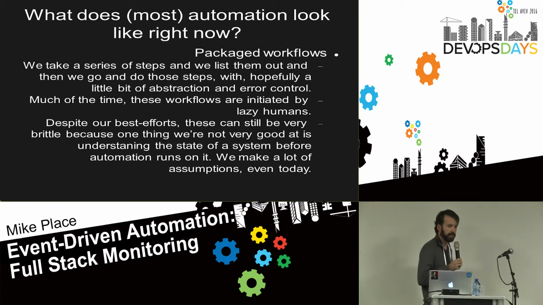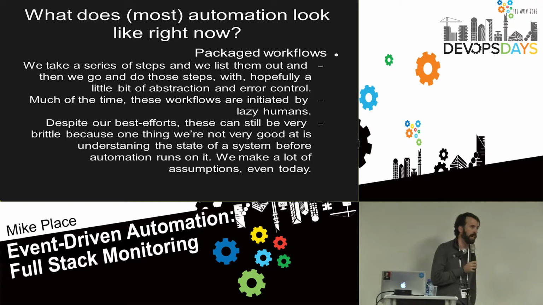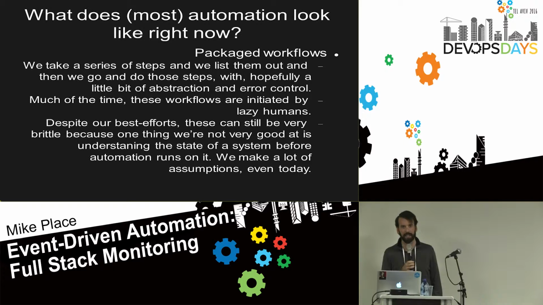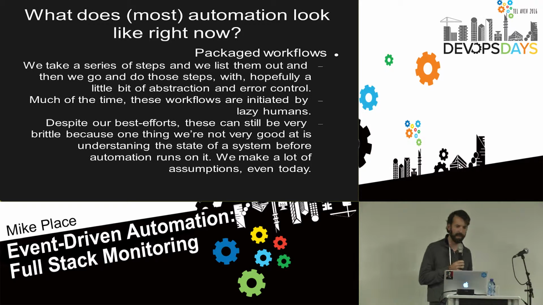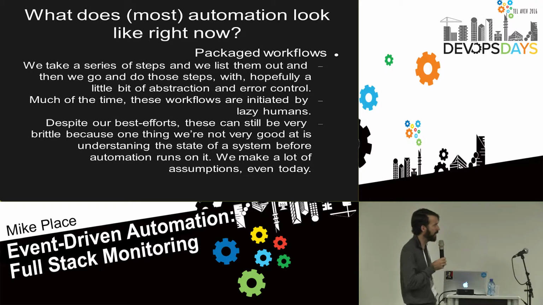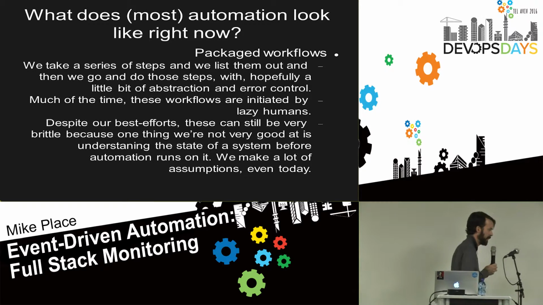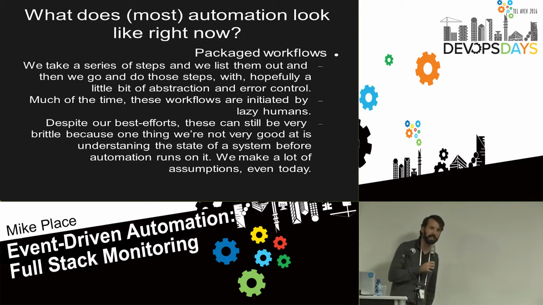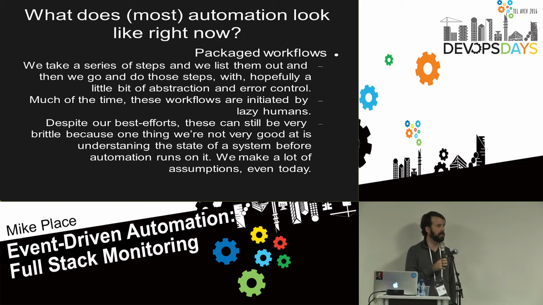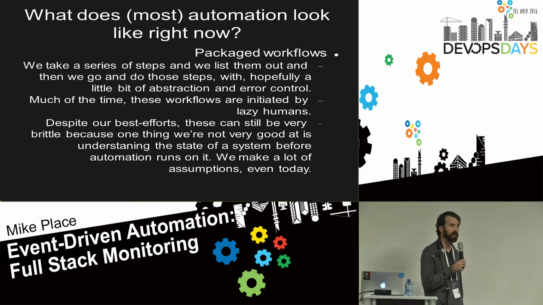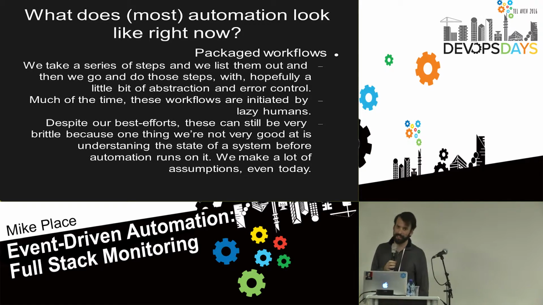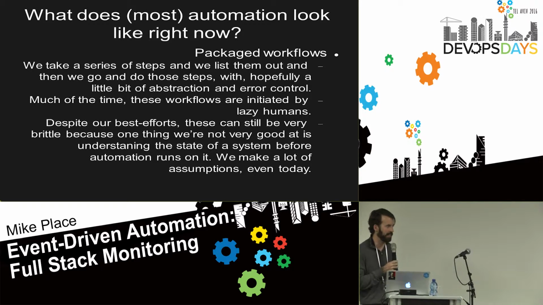So the first question is, what does most automation look like right now? I spend all my day building SaltStack, and I think about this question from time to time. Most automation right now is effectively packaged workflows. If you remember early on, back in the birth of DevOps, as it were, we were promised infrastructure as code, right? And that sounded really nice at the time. I thought, well, that's very attractive.